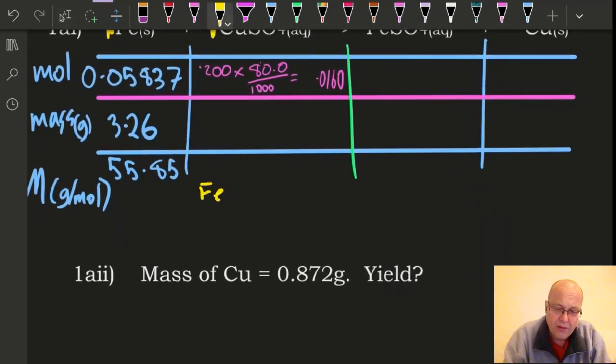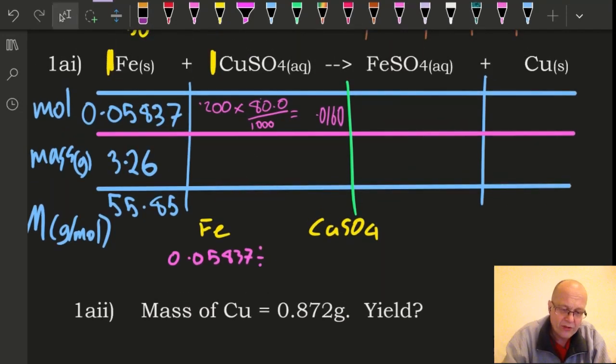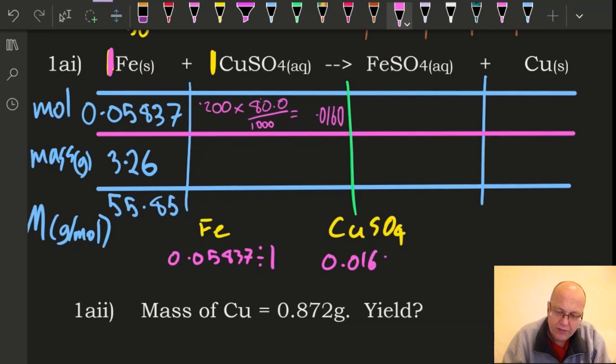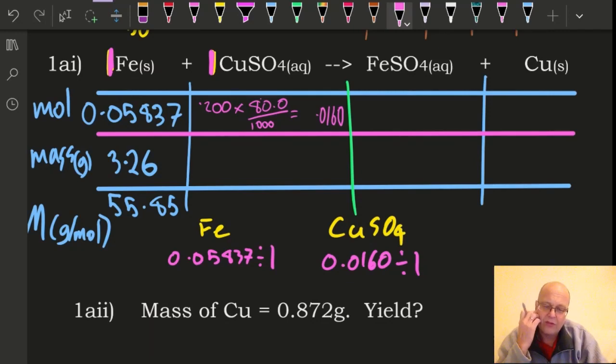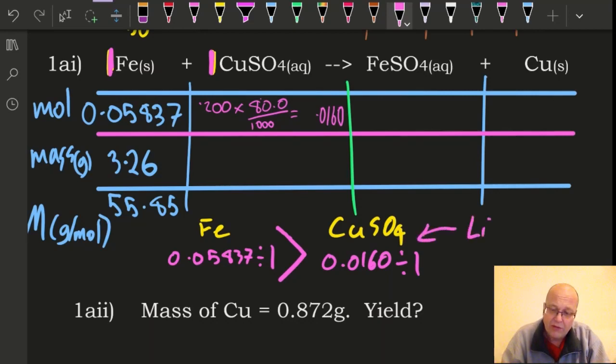So you put iron and then you put the copper sulfate. Now if you divide the number of moles, 0.05837, by the coefficient, in this case 1, that gives you 1 number for the iron. For the copper sulfate, do the same thing. 0.0160 divided by the coefficient. Now you have to look at those 2 relative values, which is bigger, which is smaller. Well, it seems clear that copper sulfate has a smaller value than iron. So lower is limiting. That's how I remember it. Lower is limiting. So then you just have to say that the copper sulfate is limiting. You've just proved it.